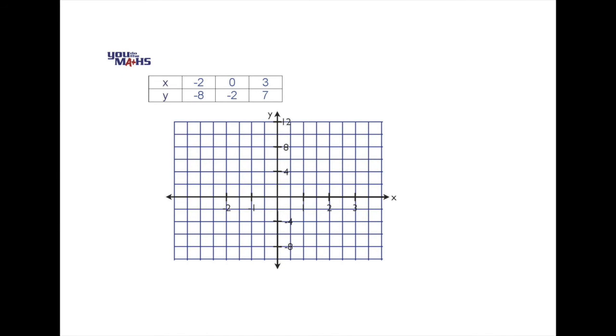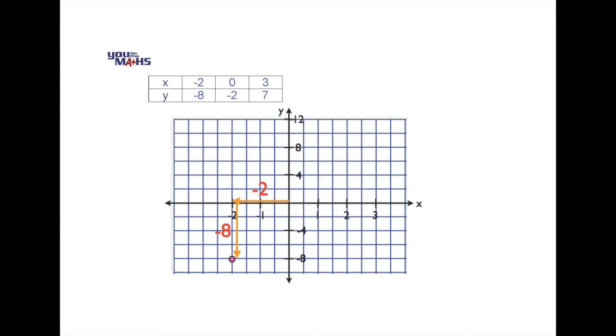Now to plot the points. We've got our 3 pairs of values, or 3 points above the graph there, and the first one we've got is negative 2, negative 8. So just to remind ourselves, when we're plotting points, we go horizontally first, in this case negative 2 on the x-axis, and then we go vertically, in this case down to negative 8 on the y-axis.